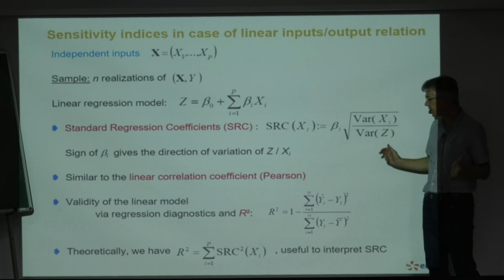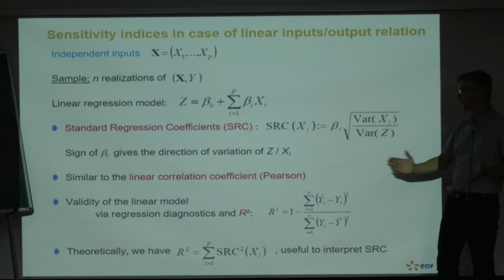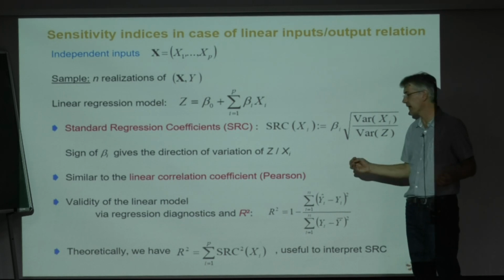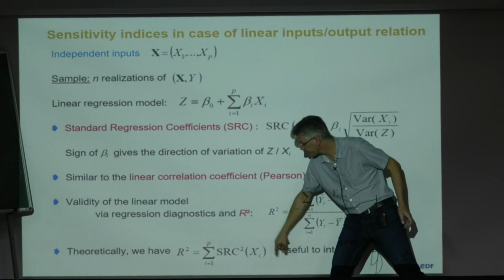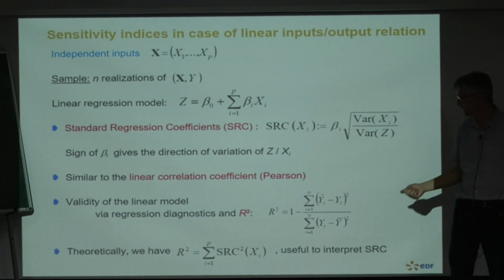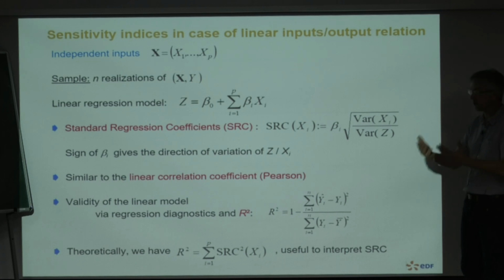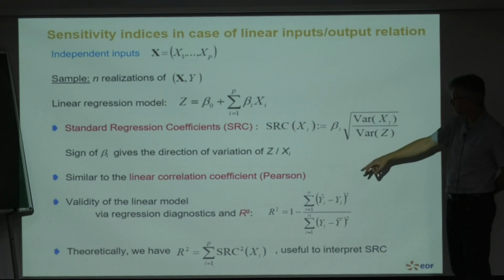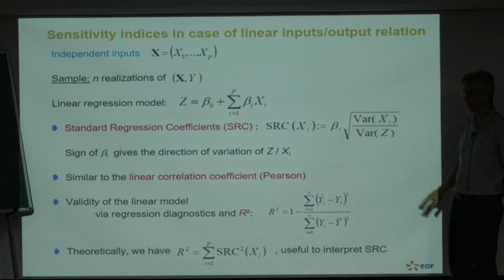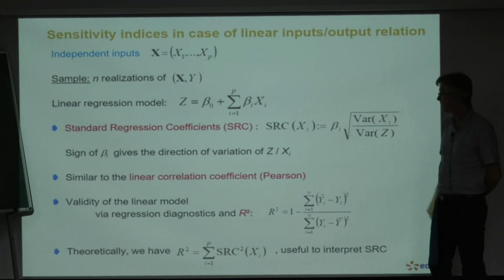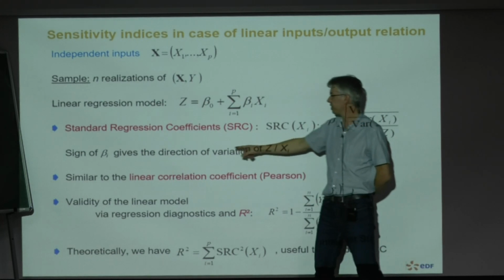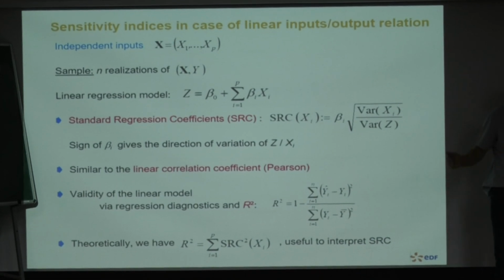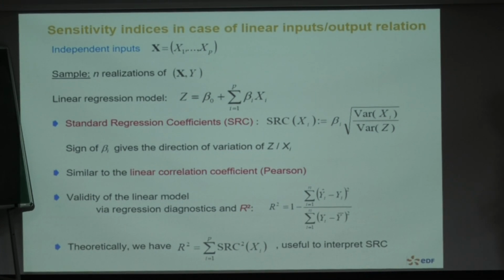After we can take the square. If we take the square, it is the classical decomposition of variance in the linear context. You see, we have these relations between the coefficient of determination, in the case of a linear model, and the standard regression coefficient taken square. Okay, so of course we can first use this. The beta is useful because it gives us the direction of variation of z with respect to x. If beta is negative, it means that z decreases when x increases, etc., etc.